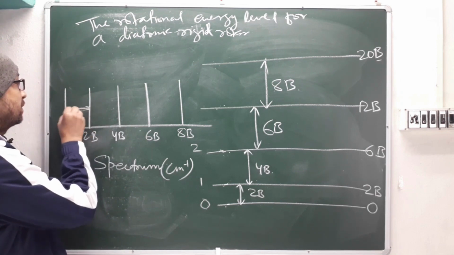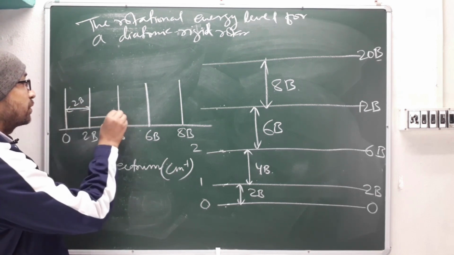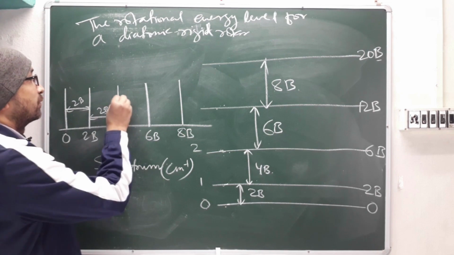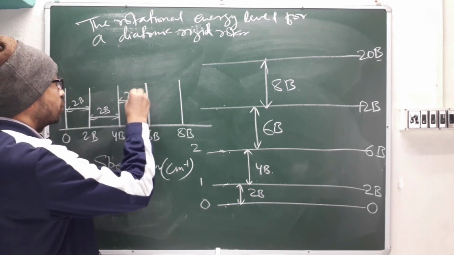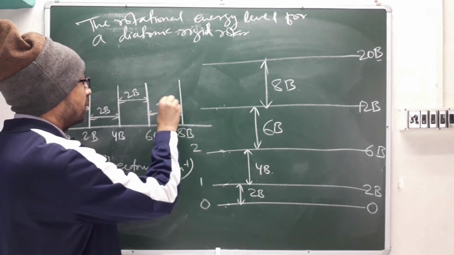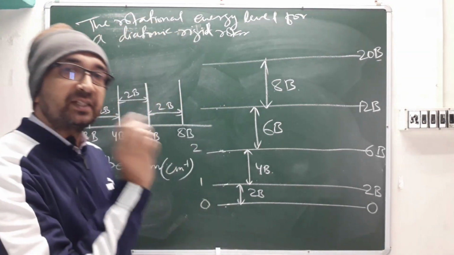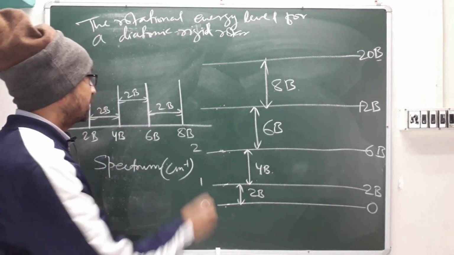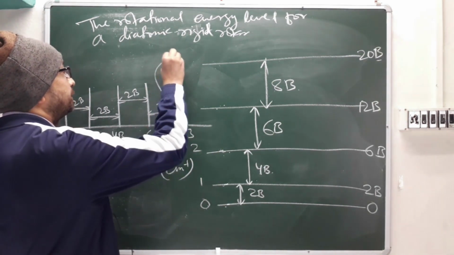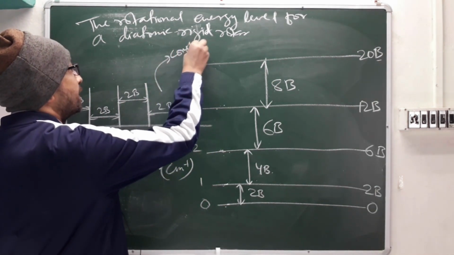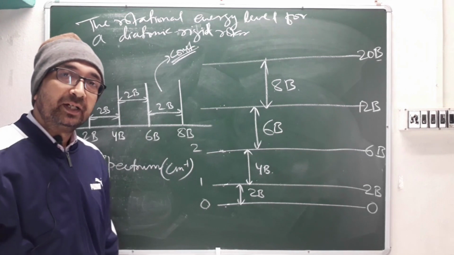From here to here it will be 2B, from here to here it will be 2B, from here to here it will be again 2B, from here to here it will be 2B. Likewise, if you go till infinity, the differences will always be 2B only. So this value is constant. You are getting a constant value, this 2B, correct?